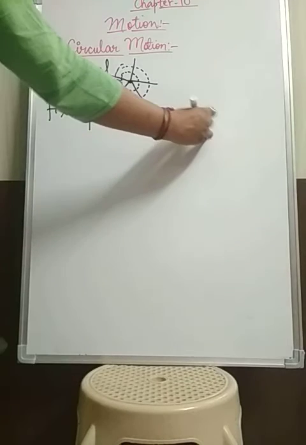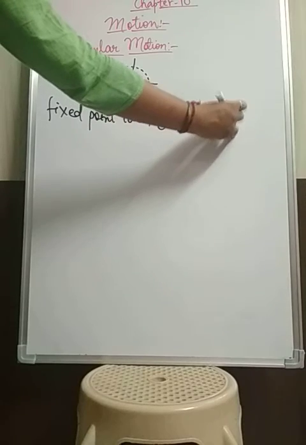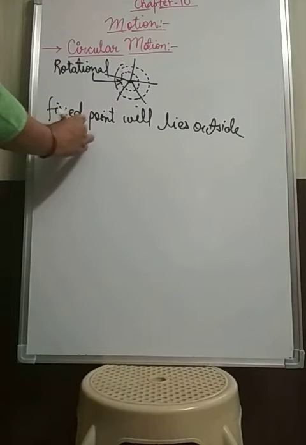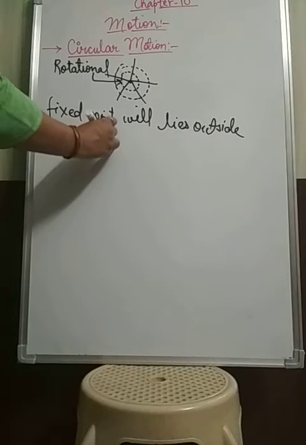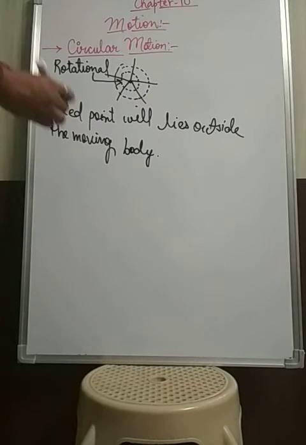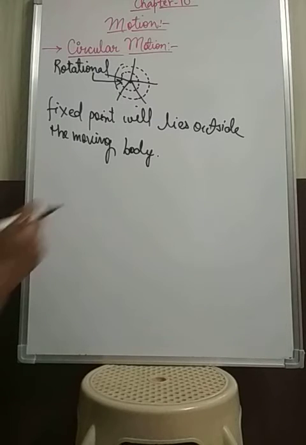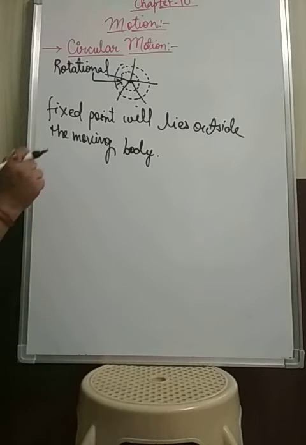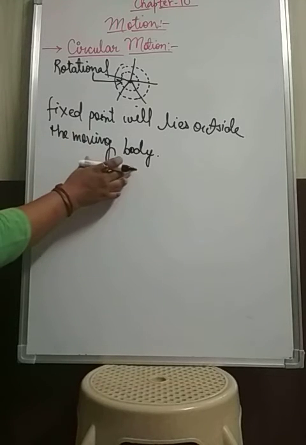lies outside the moving body. Okay, now the body moves along a circular path around this fixed point or object. Such a motion is called circular motion, and in this kind of motion the position of the moving body changes. The position of the moving body will change.